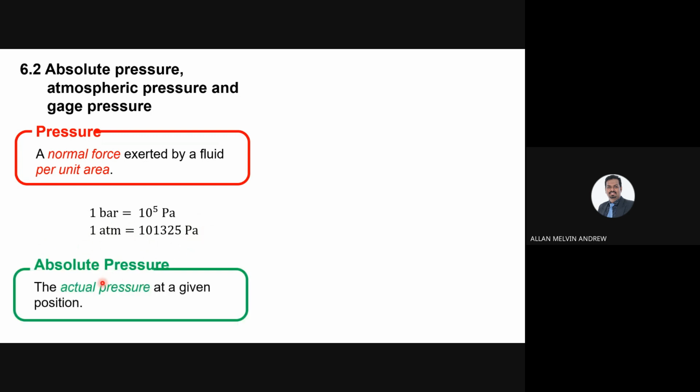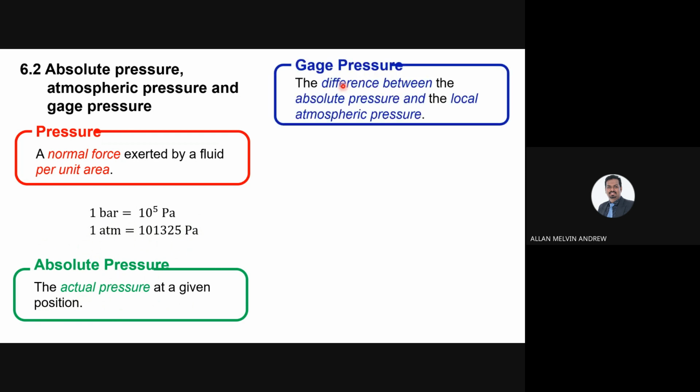Then what is absolute pressure? This is the actual pressure at the given position. The actual absolute pressure consists of atmospheric pressure as well as the gauge pressure. So the gauge pressure is the difference between the absolute pressure and the local atmospheric pressure. Okay, so we have a local atmospheric pressure, the atmospheric pressure at that point. So we want to find the differential.